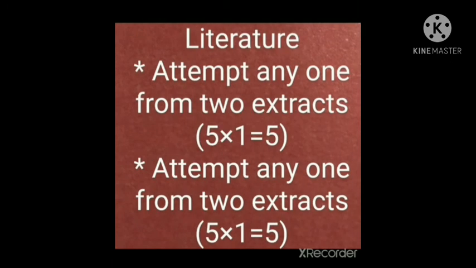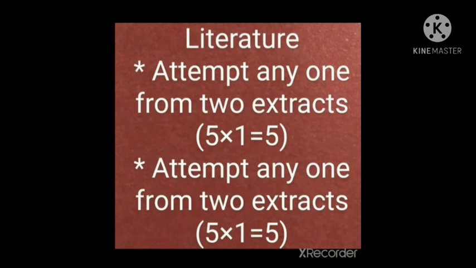Next one is literature. In this part A, you can see literature. Here you will get extracts. You can see extracts. So you have to attempt any one from 2 extracts. First question, you can see 2 extracts. Write only one from the given 2 extracts. So choose only one. So first go through that. Just read the question. That you can understand which one is easy for you. So choose the easy one.